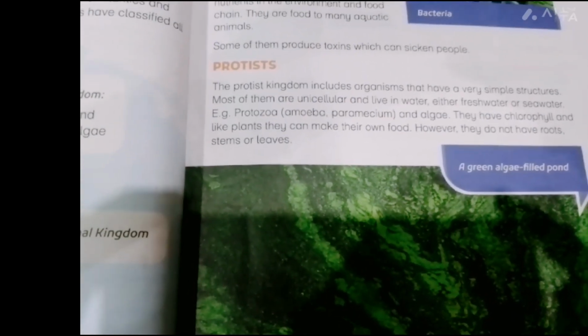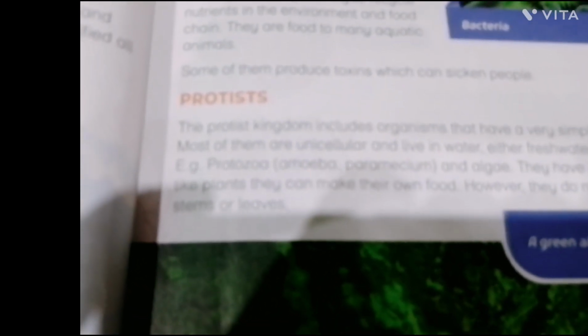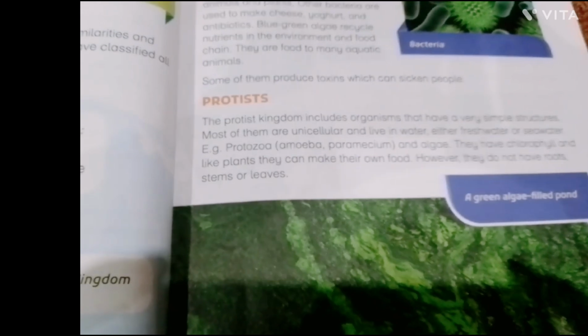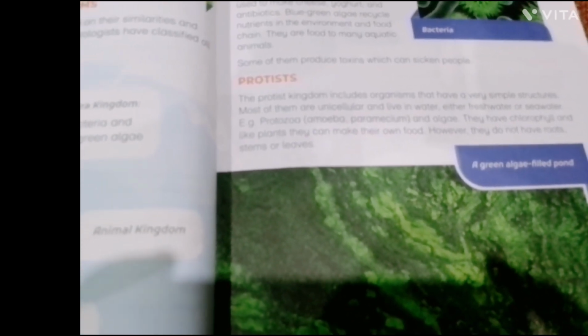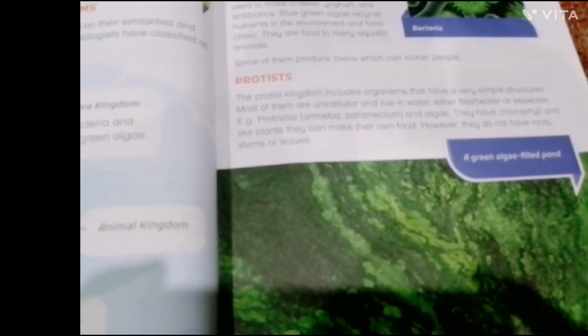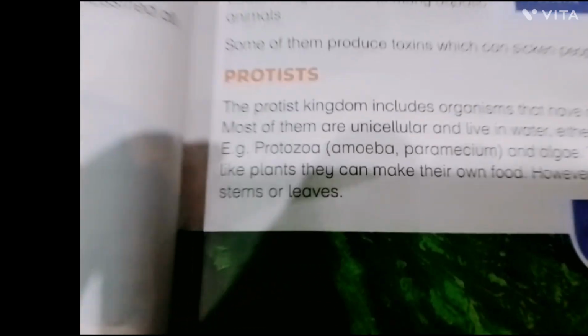So now we go to the Protista. The Protista kingdom includes organisms that have a very simple structure. Most of them are unicellular and live in water, either fresh water or seawater. Examples are protozoa, amoeba, paramecium, and algae. They have chlorophyll like plants, so they can make their own food. However, they do not have roots, stems, or leaves.